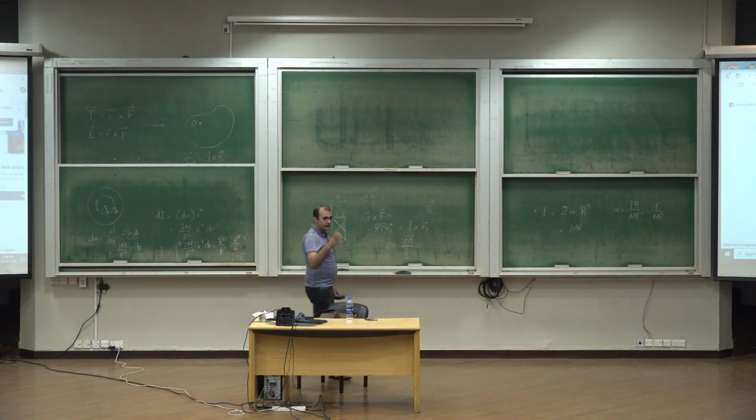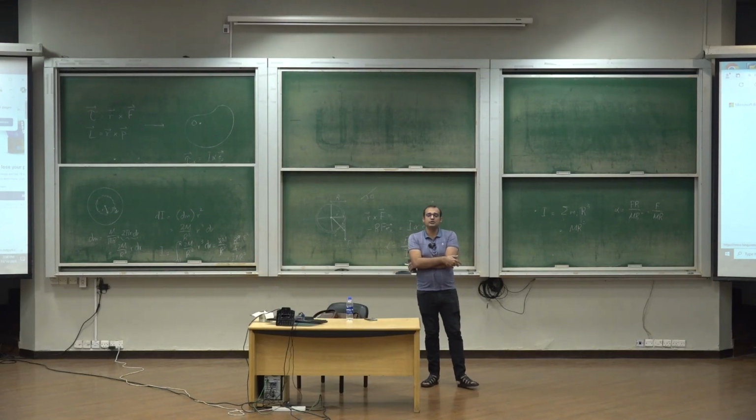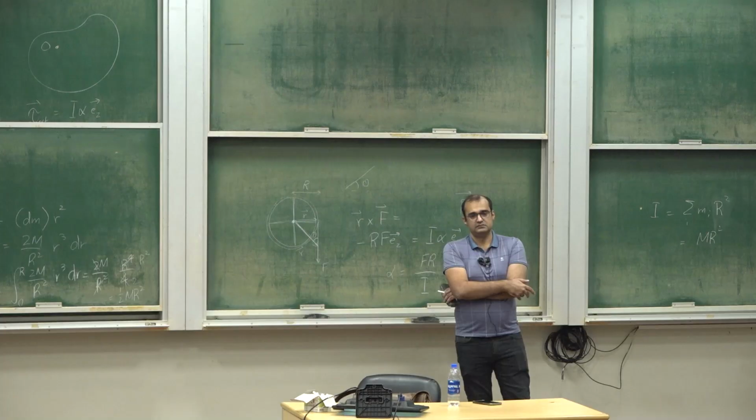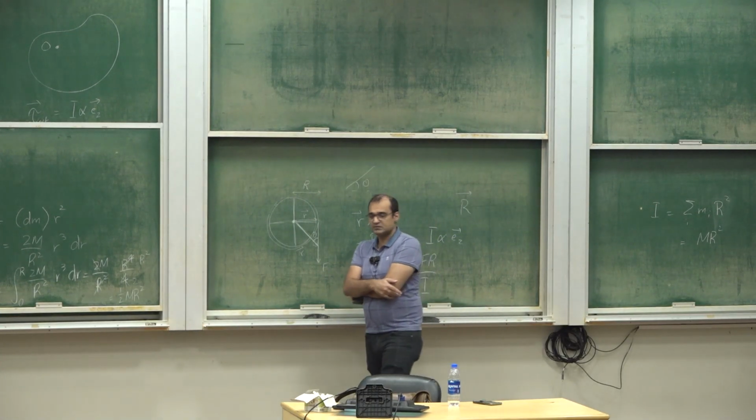Okay, for the same mass, it's easier to rotate a disk compared to a ring, even though they have the same mass. That's what the moment of inertia is telling you. Okay.